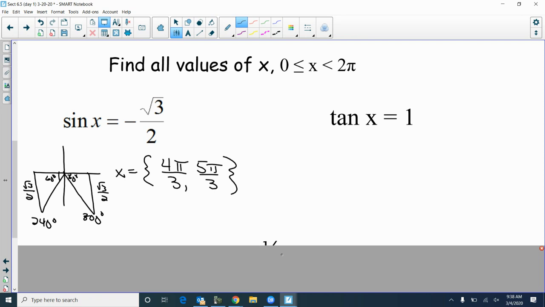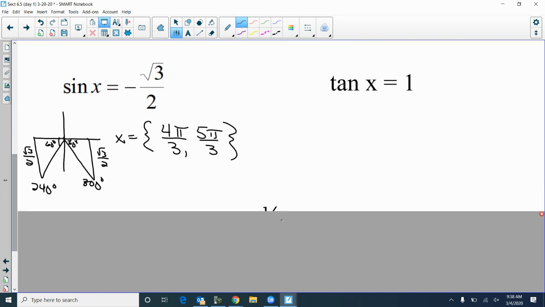How about tangent of x equals 1? Take a second, think through that, see if you can come up with your angle for that. Oh, let me do something.